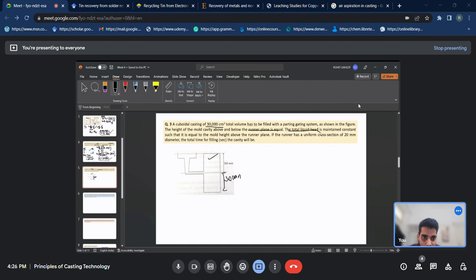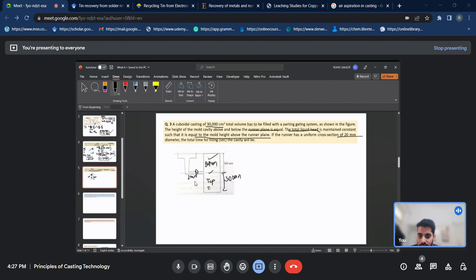Then the total liquid head is maintained constant such that it is equal to the mold height above the runner plate. If the runner has a uniform cross section of 20 mm diameter, then this has the diameter of 20 mm. So from here you can find the area of the gate and the total time to fill the cavity. This is the parting line. This is the top gating system. This will behave as a top gating system, while this will work as the bottom gating system.